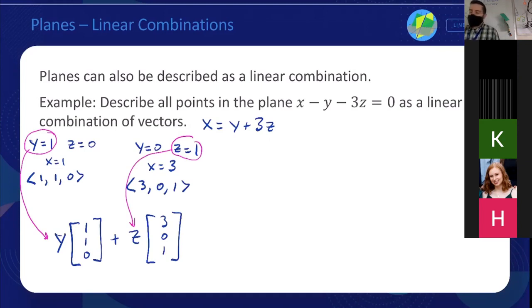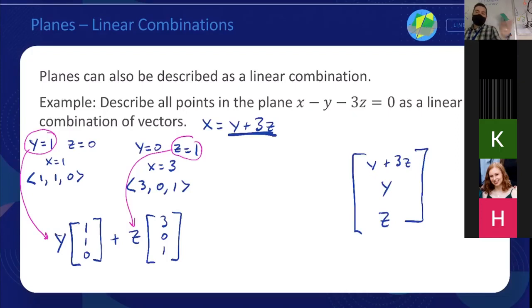The reason I like this method is that if we actually multiply this out, notice that I'll get y plus 3z in the x spot, which is good. I'll get y in the y spot and z in the z spot. So basically, y and z can be anything, and x will be y plus 3z. The plane goes through the origin, which literally just means we're pointing at different locations on the plane from the origin. Okay, so this is my answer here.